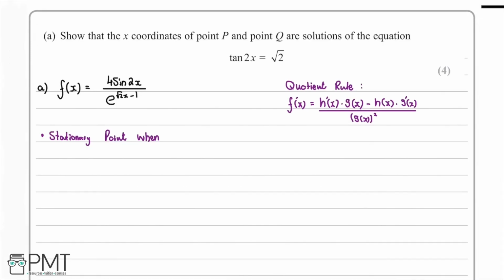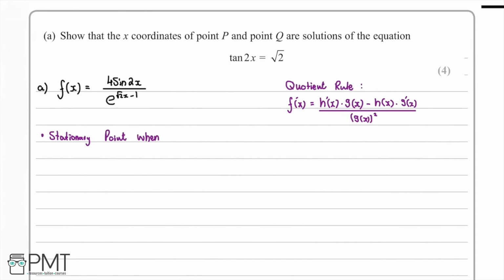For part A of this question, we're asked to show that the x coordinates of points P and Q are solutions of the equation tan 2x is equal to root 2. So let's get going with this question. We know f of x is 4 sin 2x over e to the power of root 2 x minus 1. We know that P and Q are turning points, they're a maximum and a minimum.